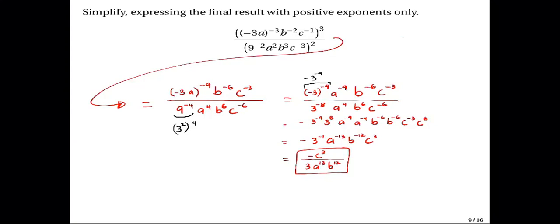So the laws that we used: we have here a raised to n, raised to m. This is a raised to n times m. We also have a to the n times a to the m. This is equal to a raised to n plus m. We also have a raised to negative n. This is 1 over a to the n. Or you have 1 over a to the negative n. This is a to the n. Okay?